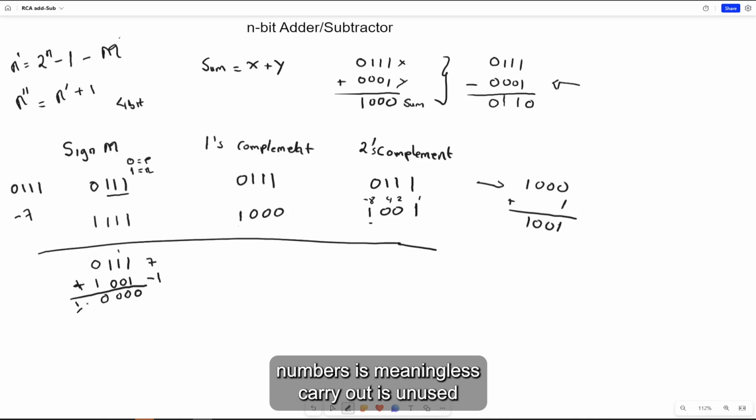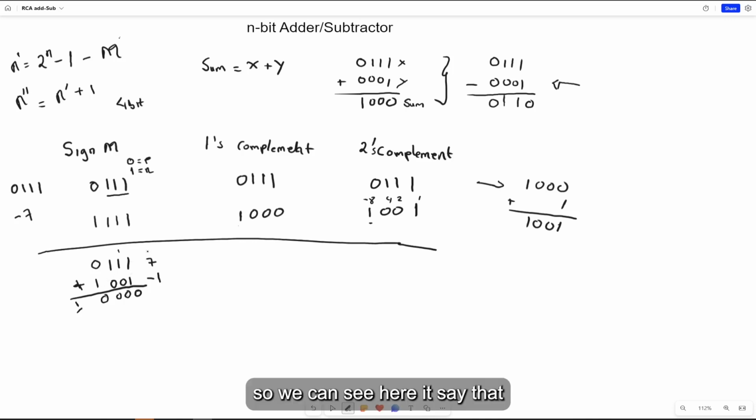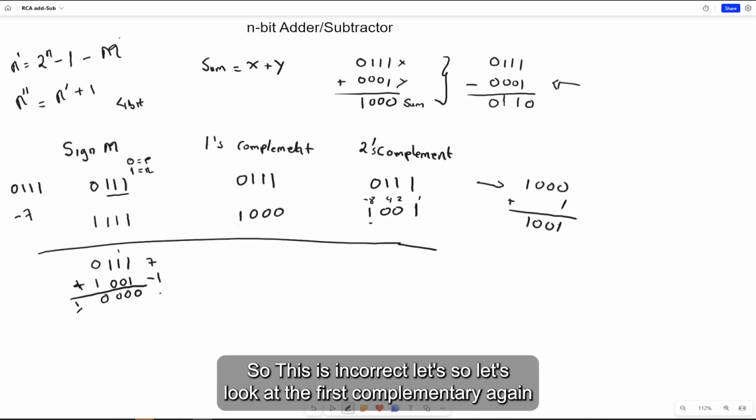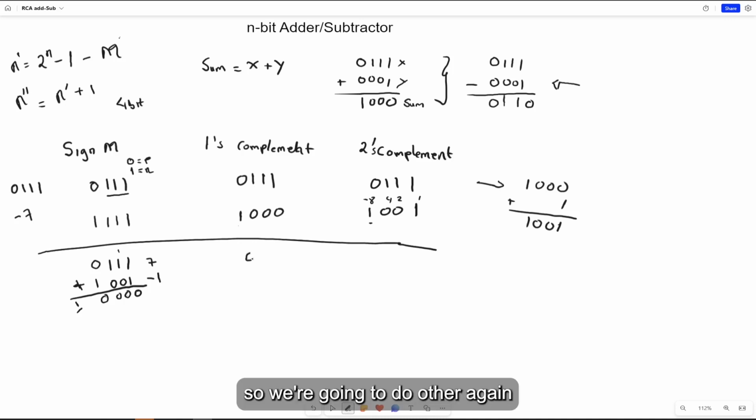The carry out is unused. So we can see here it says that 7 minus 1 is 0, so this is incorrect. Let's look at the first complementary again. So we're going to do it again.